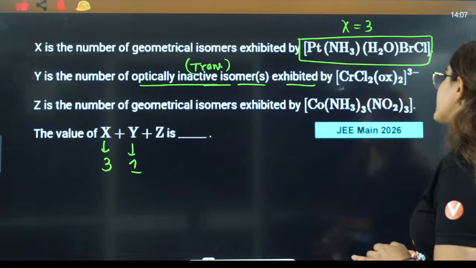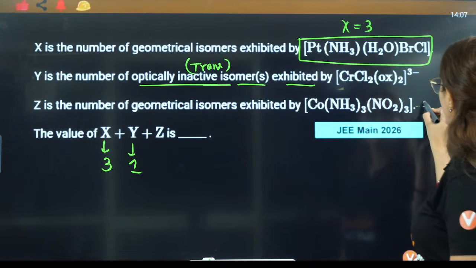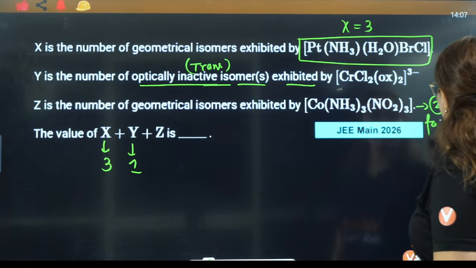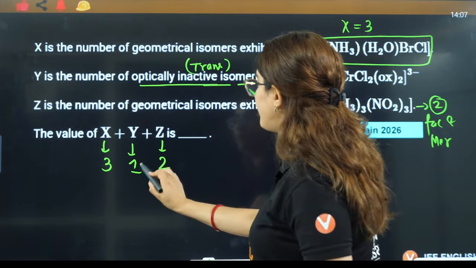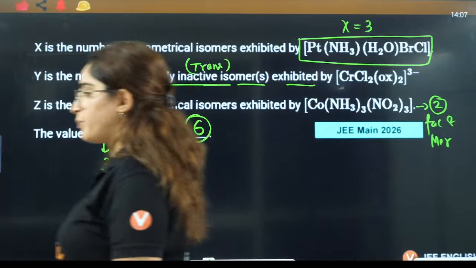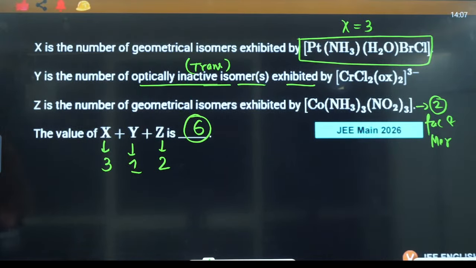Number of geometrical isomer exhibited by this, that is 2. It shows facial and meridional. So this is 2. So 3, 4, 5, 6. Answer is going to be 6 is the correct answer here.